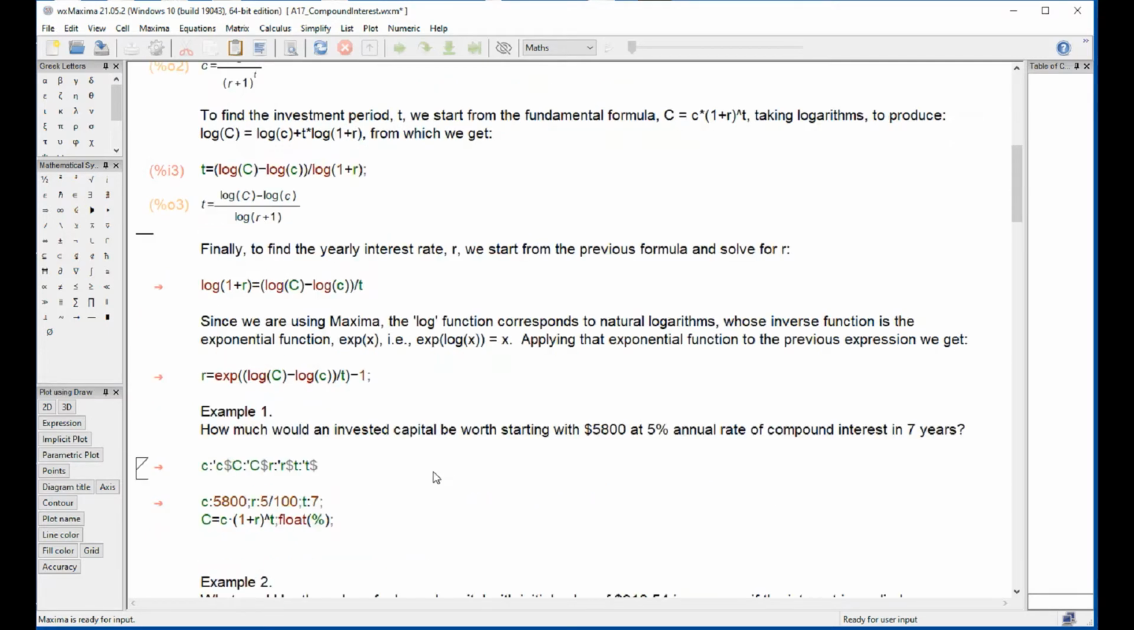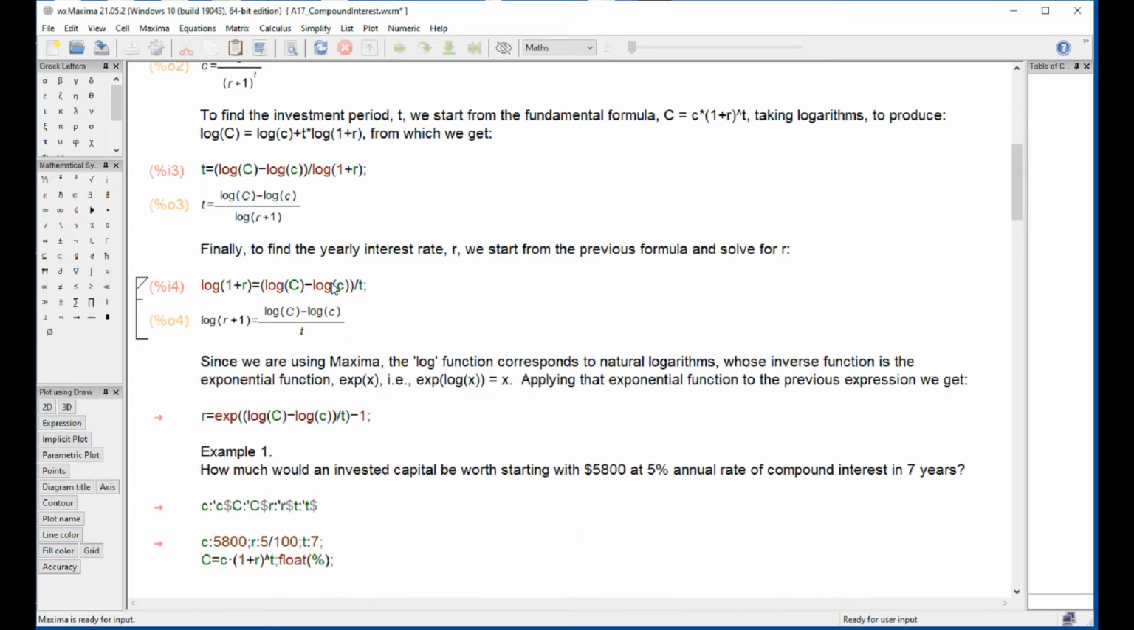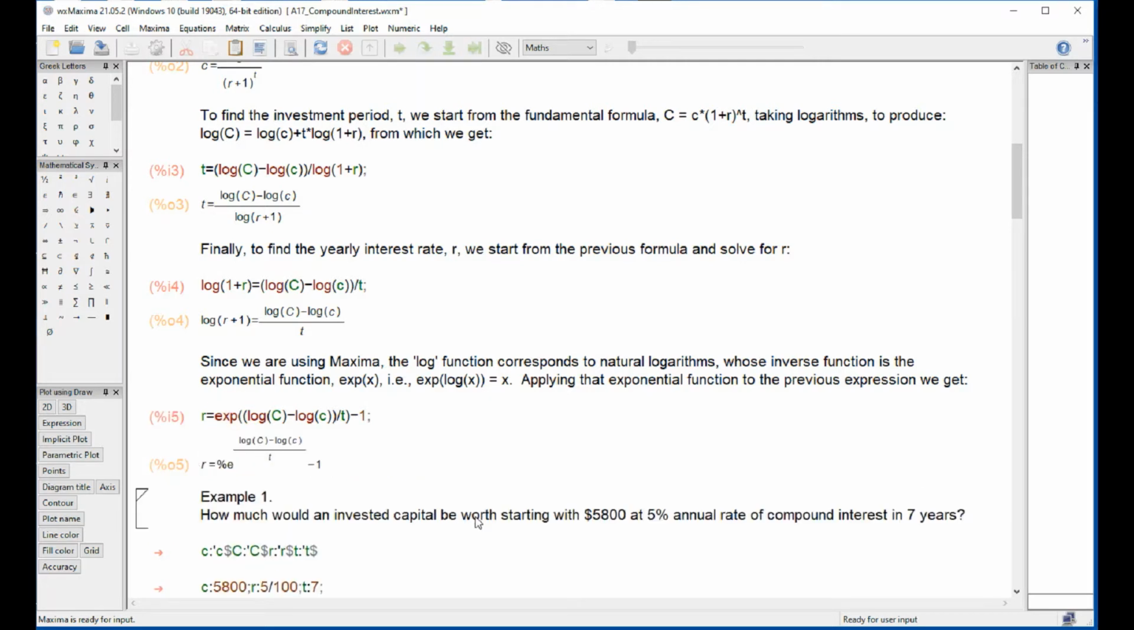And if you want the yearly interest rate, you can take the logarithm also, and the R is right there, and then you do the exponential, since we're using natural log here. And so it turns out that the ratio is equal to the exponential of (log C minus log c) over T, minus 1. And so that's why we talk about compound interest. First, because it's useful, and second, because it has to do with logarithms.